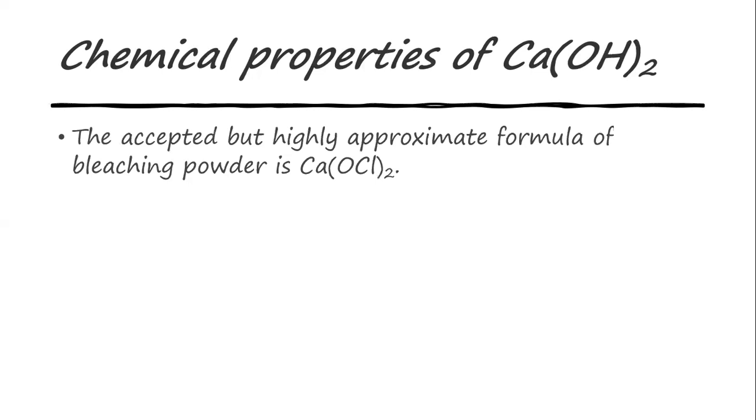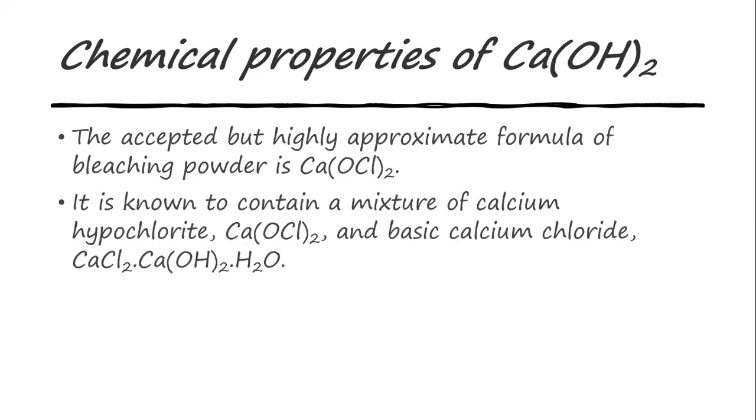Now the accepted but highly approximate formula of bleaching powder is this one, as you can see. So this is the approximate formula of bleaching powder. It is known to contain a mixture of calcium hypochlorite and basic calcium chloride. So this is what bleaching powder contains.